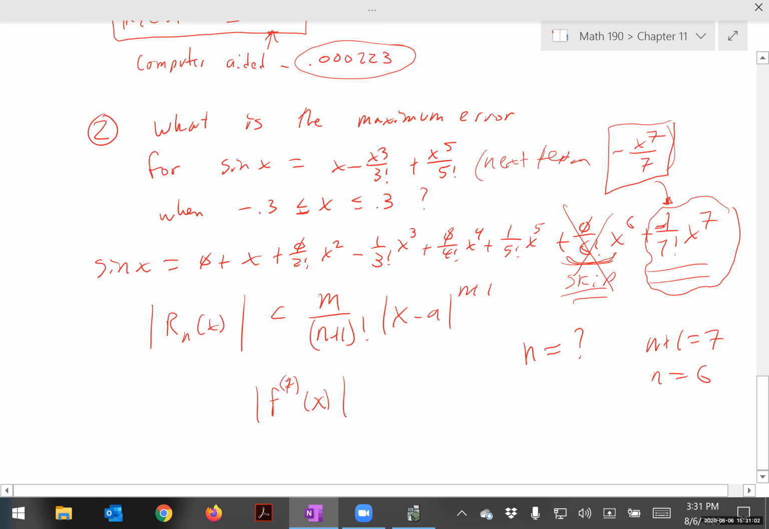Well, isn't f of x the sine function? So what is the sine function bounded by? What's the upper bound for the sine function? Any ideas? The upper bound for the sine function is 1. Very good. Thank you, Jean and Susan.